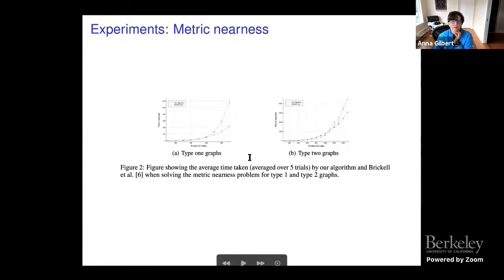we looked at the average running time of our algorithm versus Brickell's. I believe that this is Rishi's implementation of Brickell's algorithm, because I don't think there is one publicly available from that long ago. But Rishi, you'll have to correct me if I'm wrong. Okay. All right. Basically, this is like saying, look, we're slightly faster for these types, for type 1 and type 2 graphs.